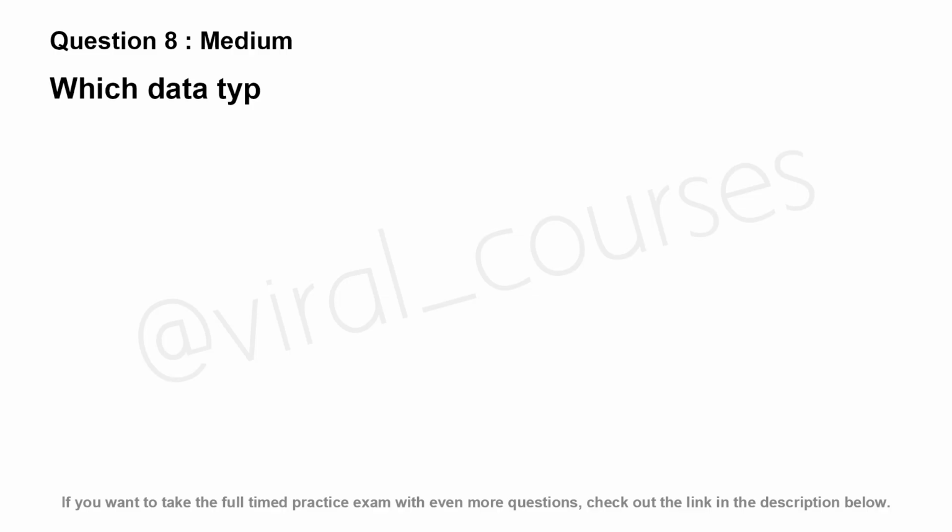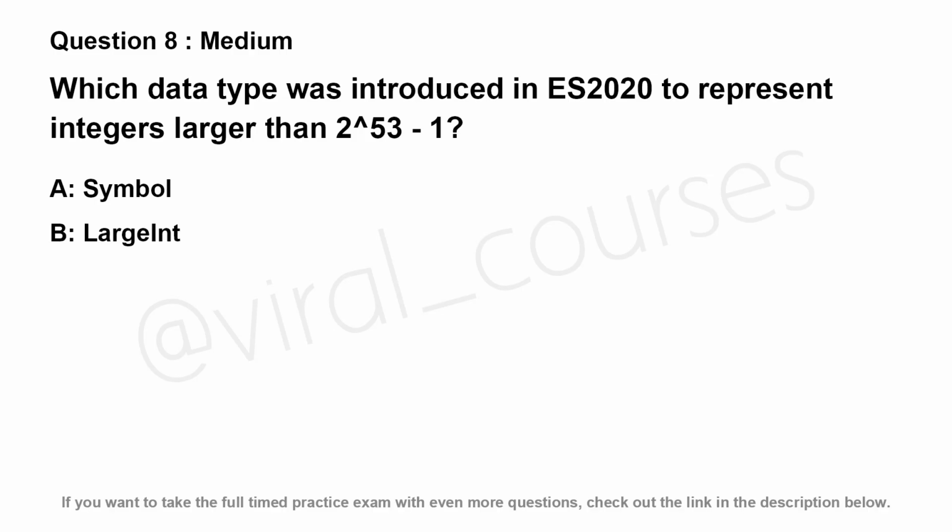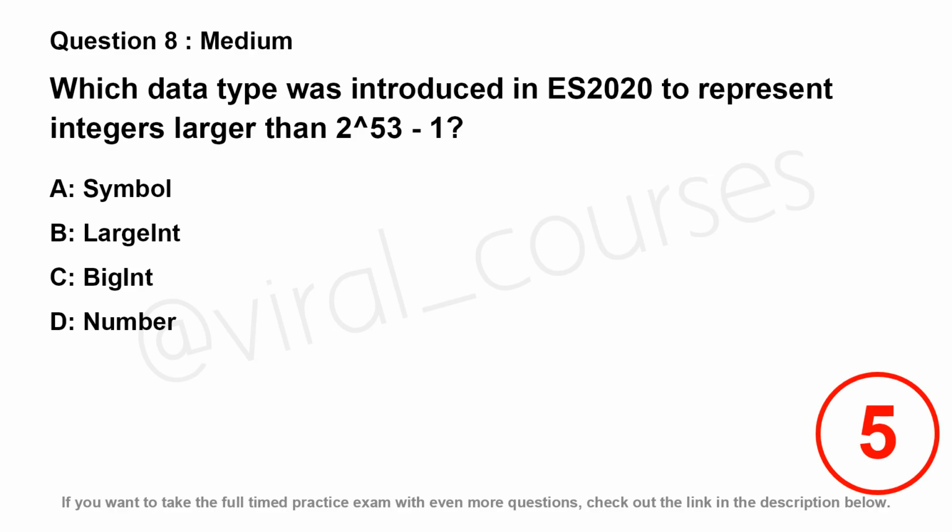Which data type was introduced in ES 2020 to represent integers larger than 2 to the power of 53 minus 1? Option A, symbol. Option B, large int. Option C, BigInt. Option D, number.